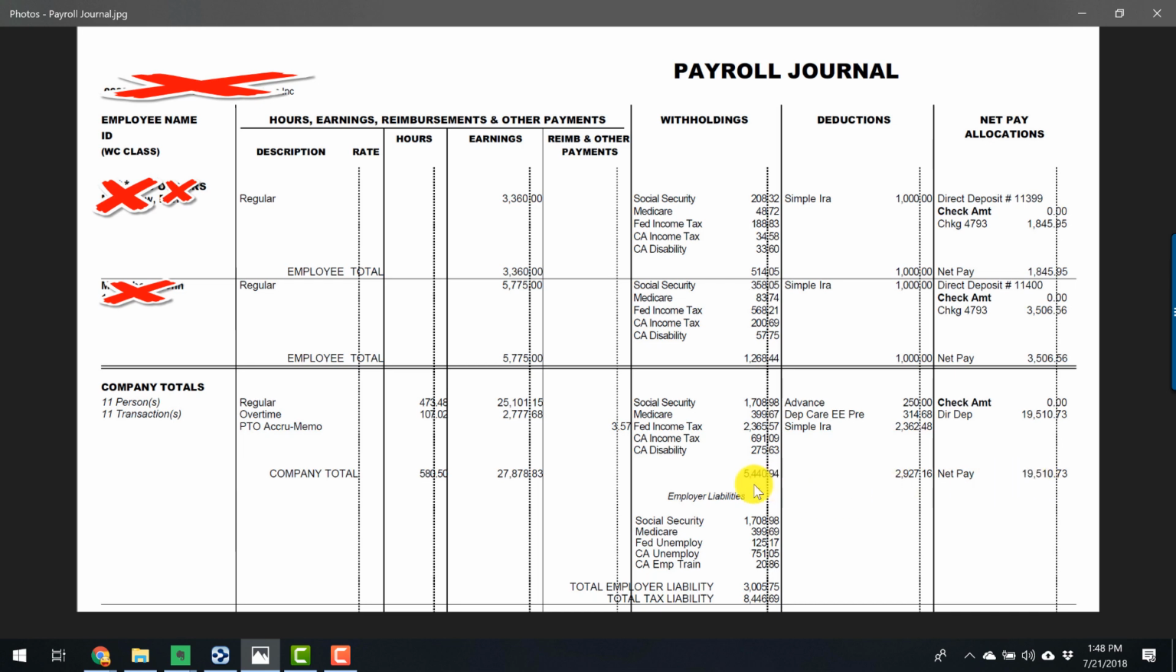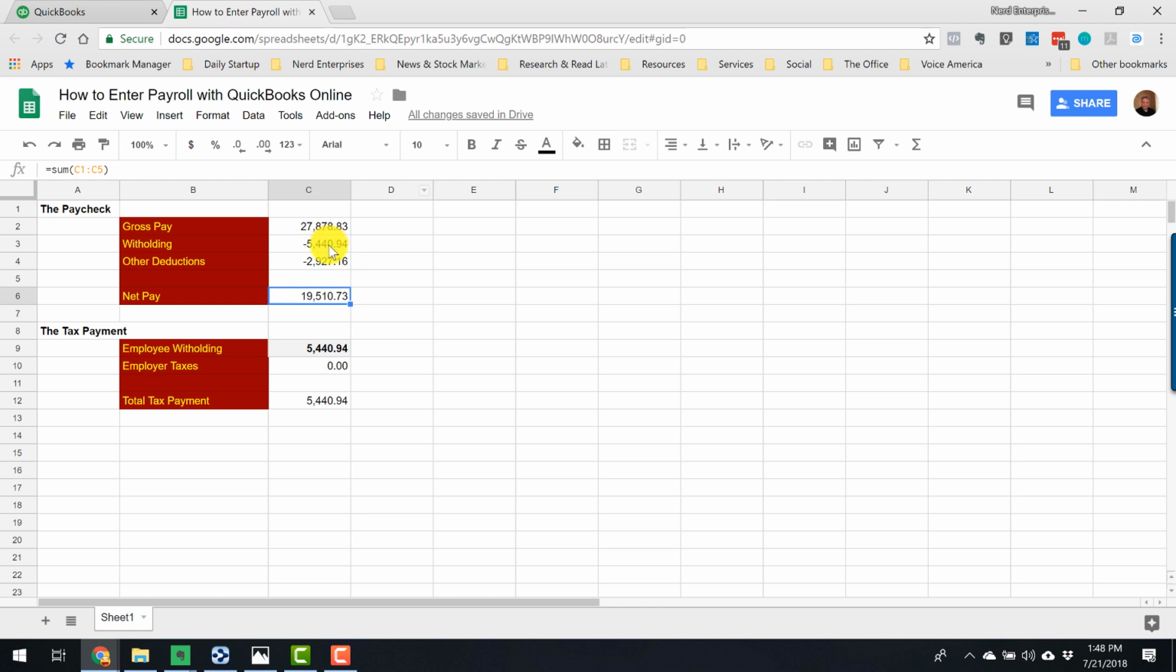But we would be off by a grand total of the withholdings and the other deductions. So our payroll would be understated by over $8,000, right? We would be off. That's how much our expense would be off by if we simply took this number and recorded that as our payroll expense. Okay, so that's the one payment, the net pay.